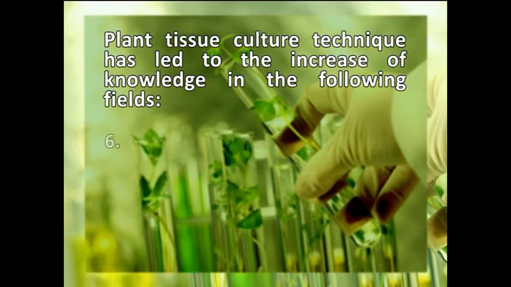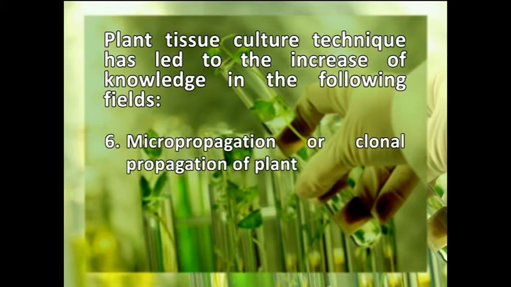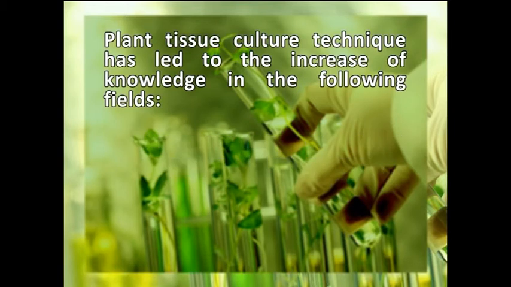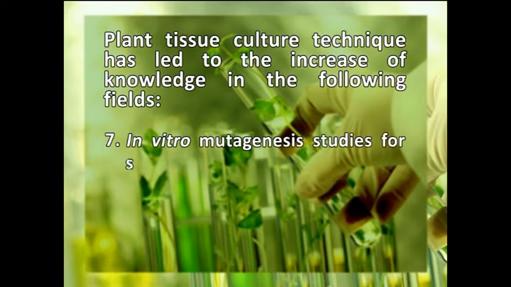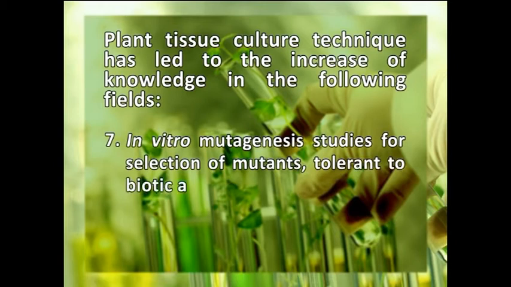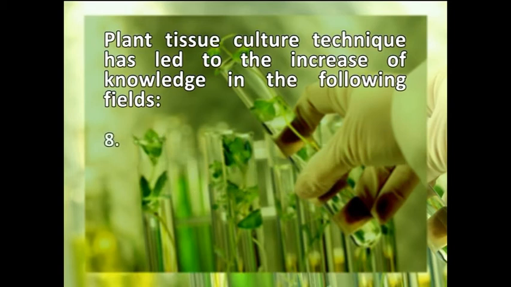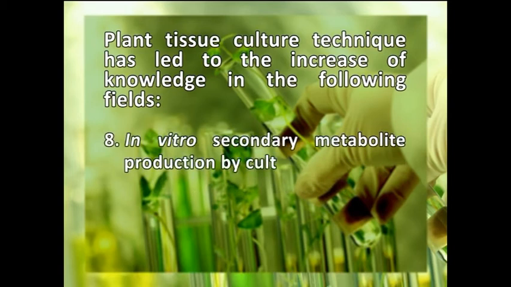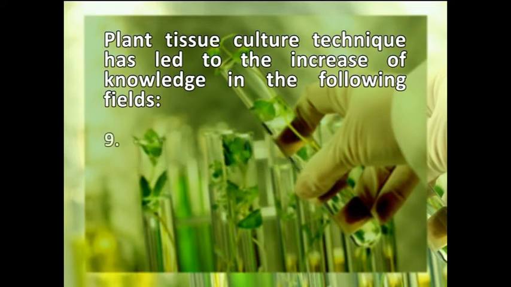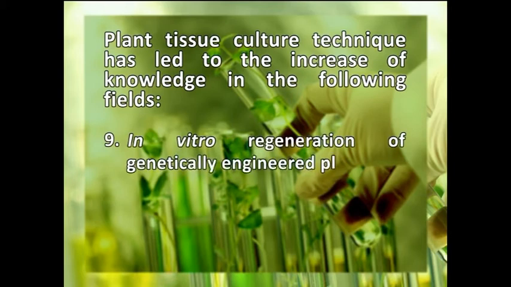The sixth is micropropagation or clonal propagation of plant materials. Next, in vitro mutagenesis studies for selection of mutants tolerant to biotic and abiotic stresses. The eighth is in vitro secondary metabolite production by cultures. And finally, in vitro regeneration of genetically engineered plants.